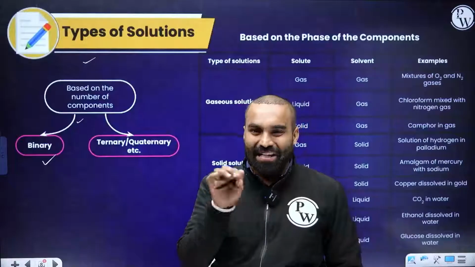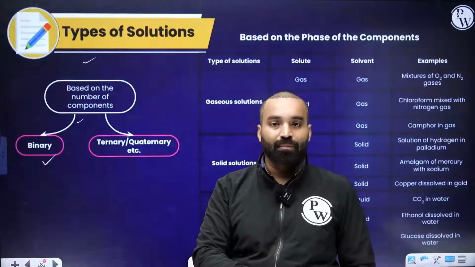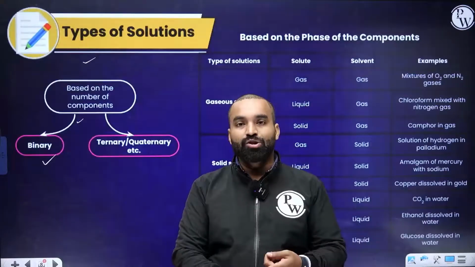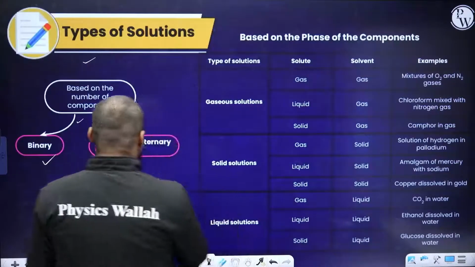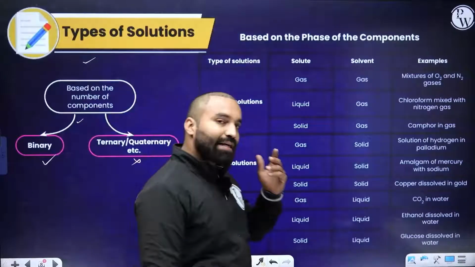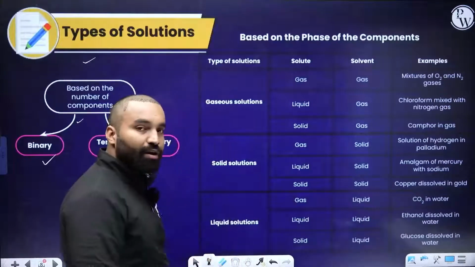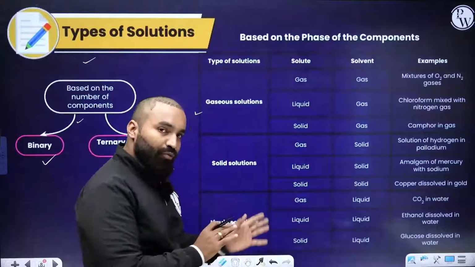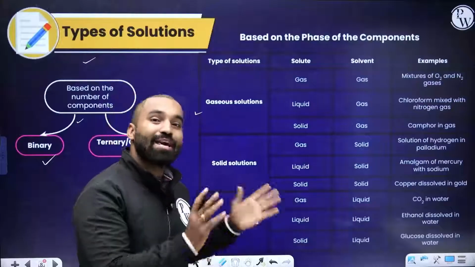Among binary solutions, we may have homogeneous or we may have heterogeneous solutions. We will be keeping our eye on both kinds of solutions, homogeneous as well as heterogeneous. We'll see that in a while, how to do that. This we are not going to study at all. Let's discuss the categorization of solutions on the basis of the type or the phase of components. Suppose we have to make a gaseous solution. How do we name that solution overall on the basis of the overall phase?